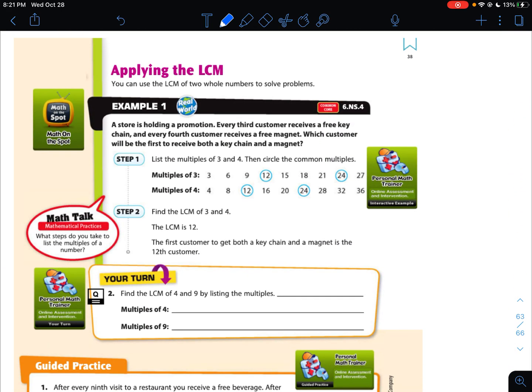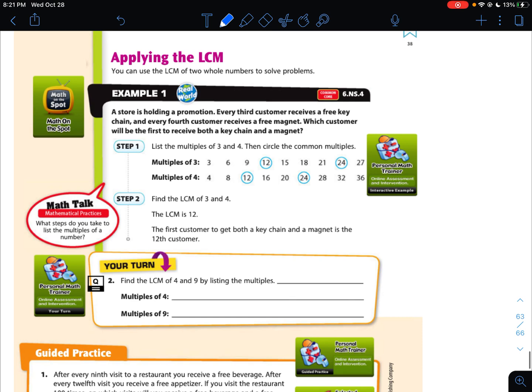So turn the page or look to the next page, whatever it is in your book, and we're on page 38. So the example 1 at the top says that a store is holding a promotion. Every third customer receives a free keychain, and every fourth customer receives a free magnet. Which customer will be the first to receive both a keychain and a magnet?